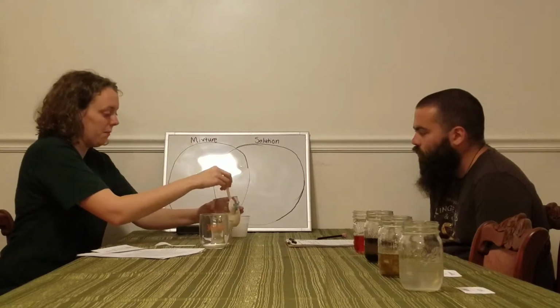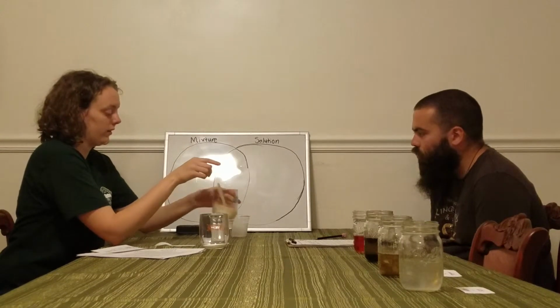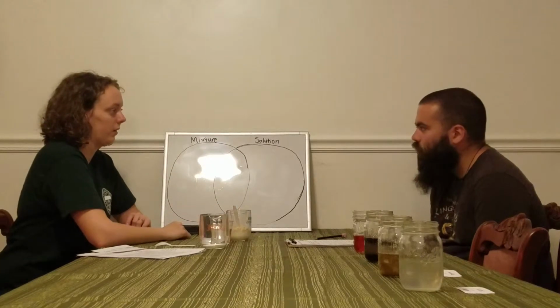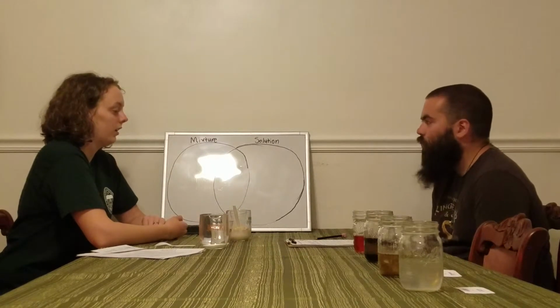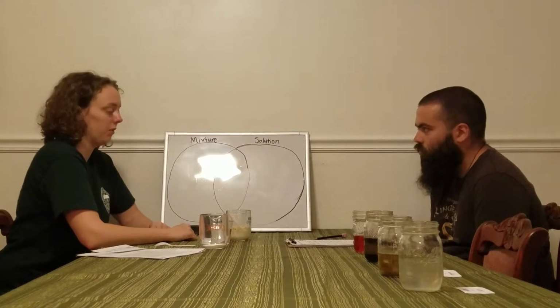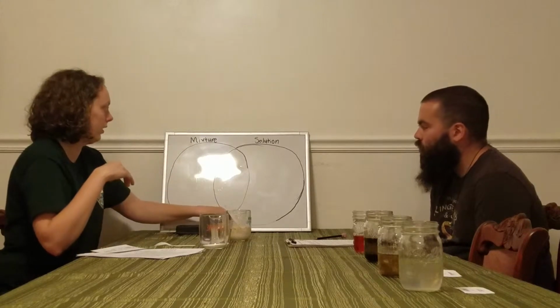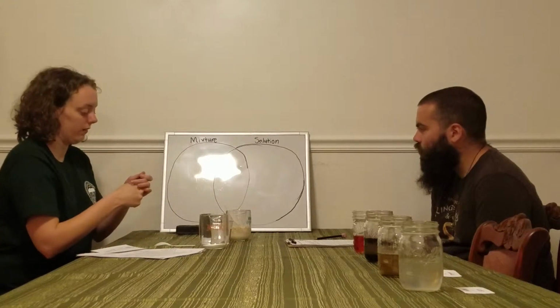So, when you combine two or more substances and none of them lose their identifying physical properties, that's a mixture. So it could be cereal and milk. You could mix marbles with water, anything where one does not dissolve into the other. So that's how we're going to define mixture.